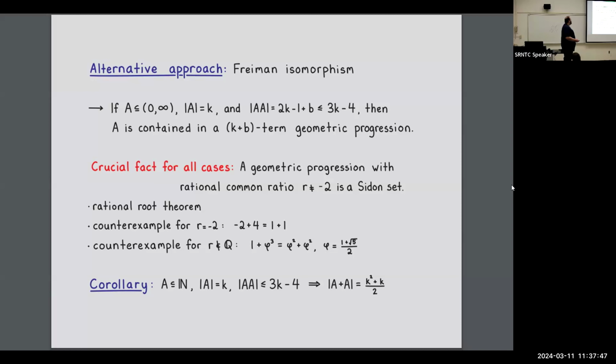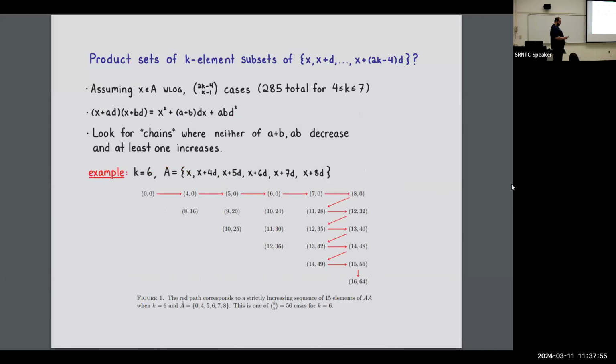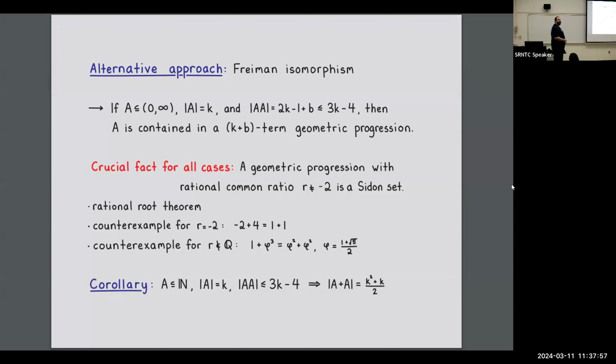If you aren't working in the integers and your common ratio can be irrational, you also don't necessarily have a sum-set. Oh, whoops. 1 plus phi cubed is phi squared plus phi squared, where phi is the golden ratio. But again, we're working over the natural numbers, so neither of these counterexamples are a problem. So that gives it to us to say that this SP of k is always at least 3k minus 4.